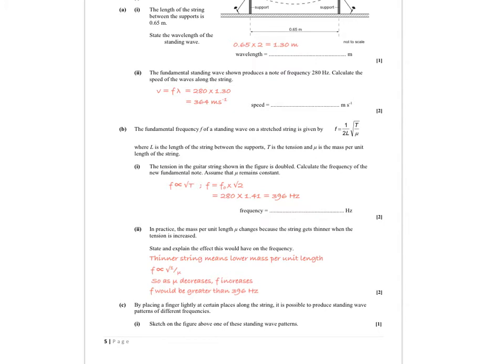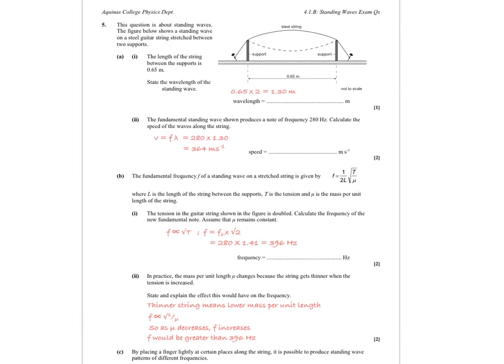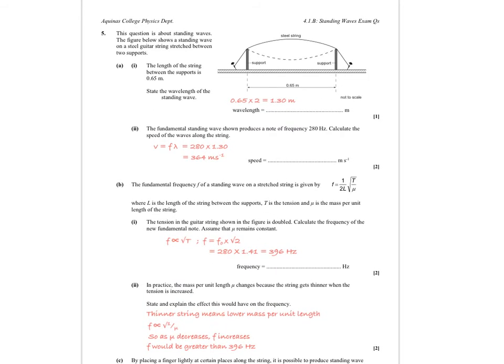In part C, we're told that by placing a finger lightly at a certain place along the string, it's possible to produce standing wave patterns of different frequencies. We need to sketch on the figure one of those patterns. So we're going to keep our nodes at either end, and all we're going to do is just sketch on very quickly. Most of you have probably done the first overtone. You could have done second, third. So like those diagrams back on page 2.